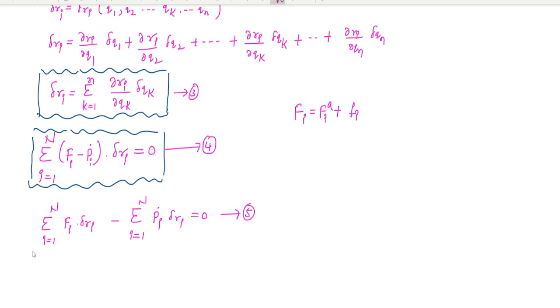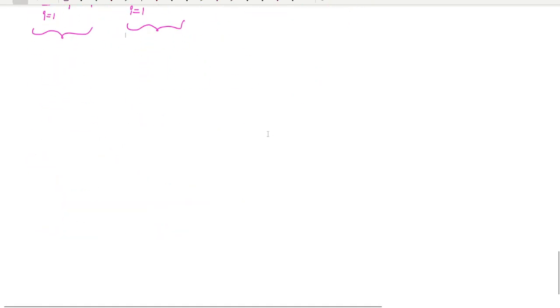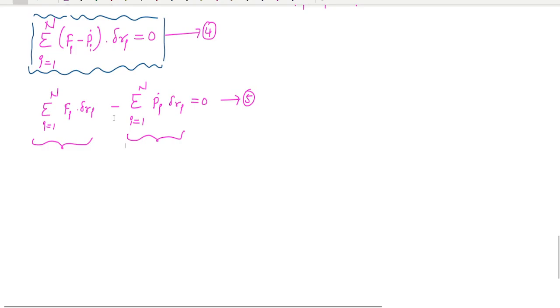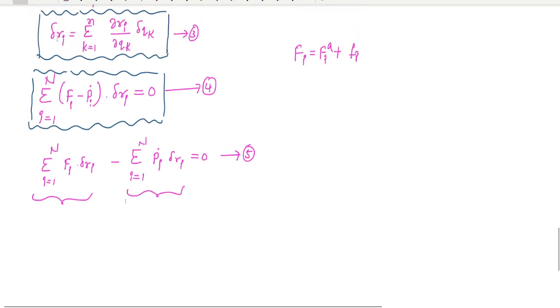So first I'm going to solve this portion. This is part 1. This is part 2. Then I'm going to combine these two equations for simplification. That is the easiest step. Okay. So I'm going to use delta r information here. We know the virtual displacement of the system. So this is equation number 5. So part 1 I'm going to solve, step by step. This is part 2 I'm considering. Please focus first on part 1.